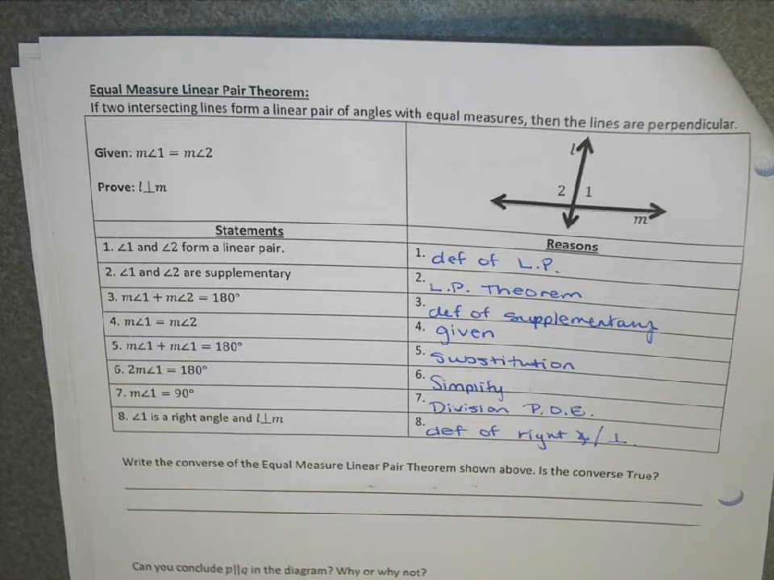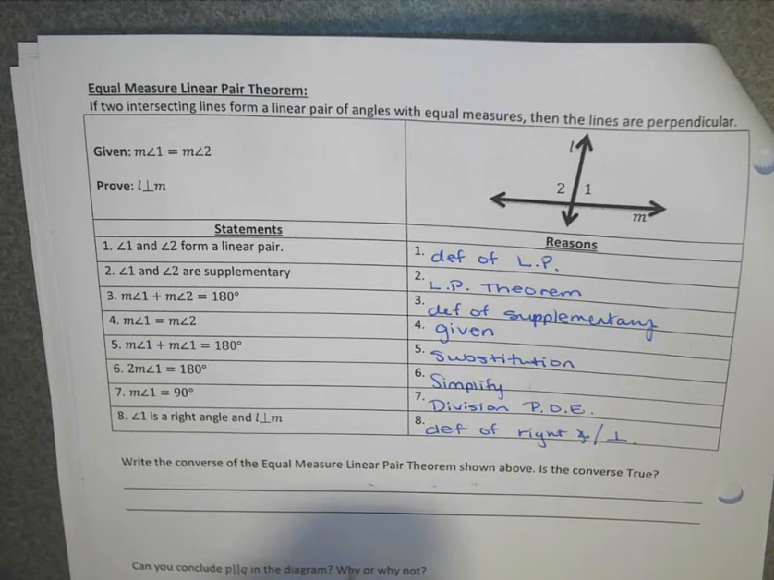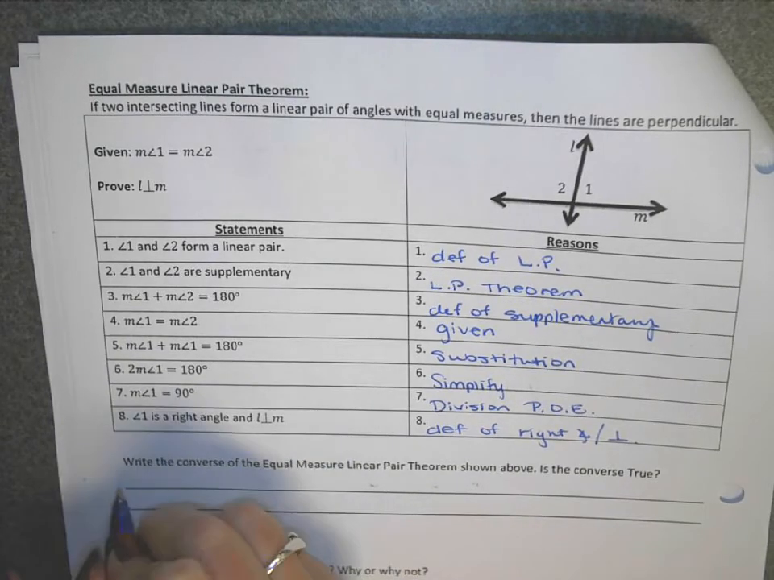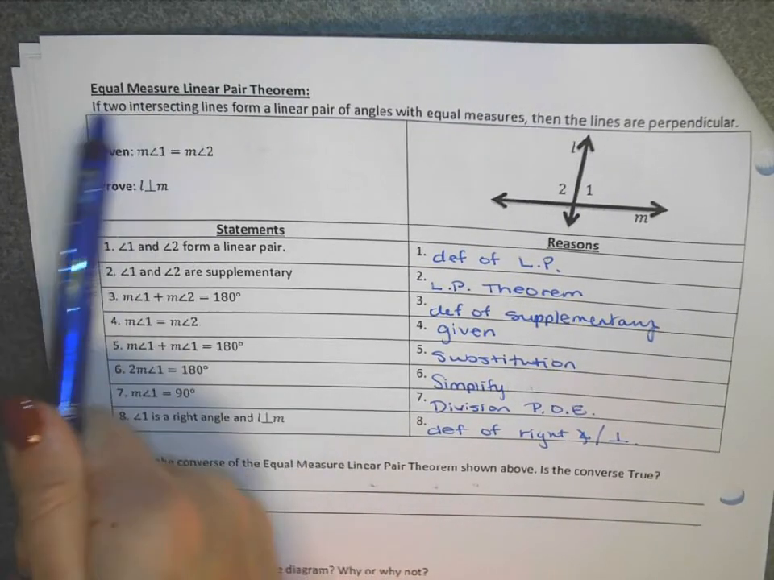So that actually uses 2 reasons, because there's actually 2 statements in that last sentence there. Write the converse of the equal measure linear pair theorem shown above. Is the converse true? So to write the converse, if 2 intersecting lines are perpendicular, so that's how we're going to start it. We have to talk about, remember the subject stays at the beginning.